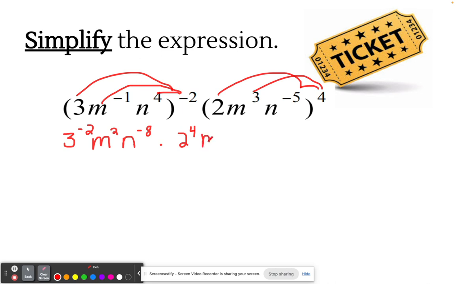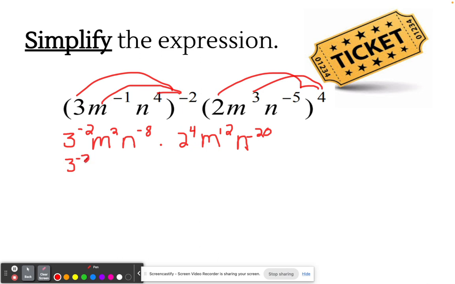m to the 12th power. I have n to the negative 5 being raised to the 4th power. Negative 5 times 4 is negative 20. Now I can combine some like terms. I can't combine these because they don't have the same base. 3 and 4 are not the same base. So I'm going to keep my 3 to the negative 2 for just a little minute.